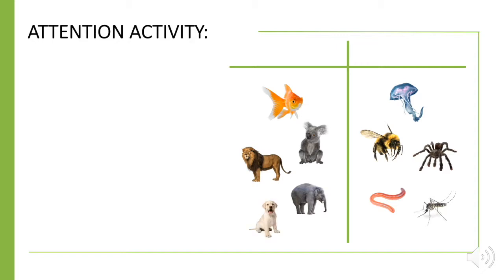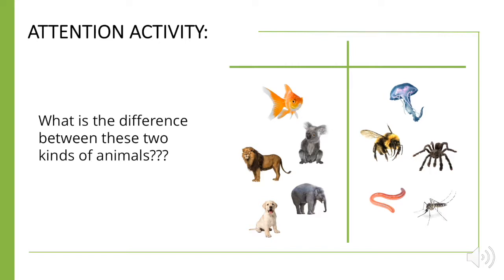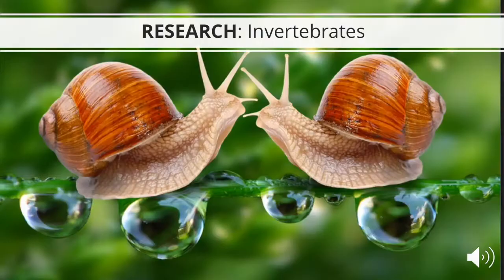Well, there is something unique about the animals on the left side and something unique about the animals on the right side. Do you know what it is? Well, I'm not going to tell you quite yet, okay? But I will tell you what the animals on the left side are. They are vertebrates. And we're going to get to what that means in a little bit. And the ones on the right side are called invertebrates. And that's what we're going to be studying today.